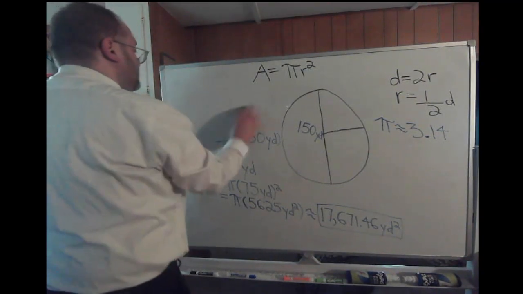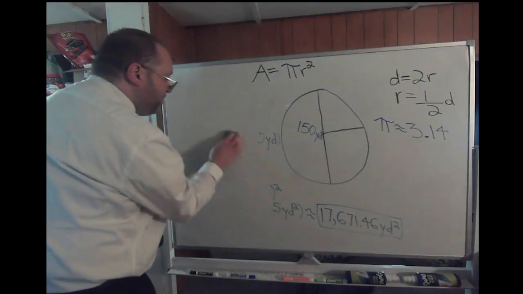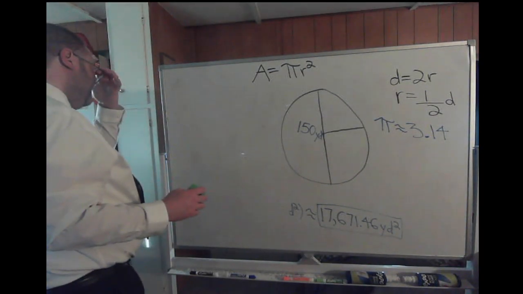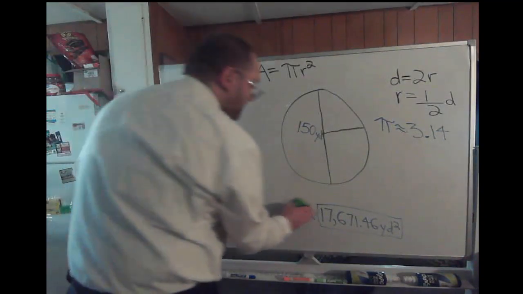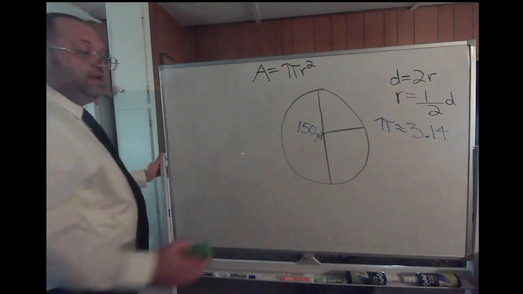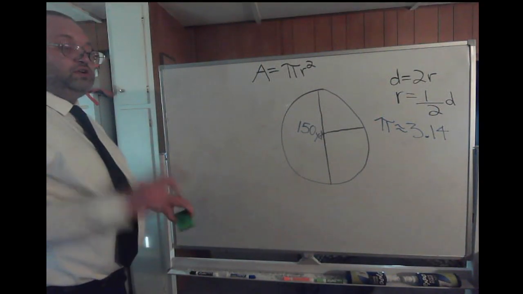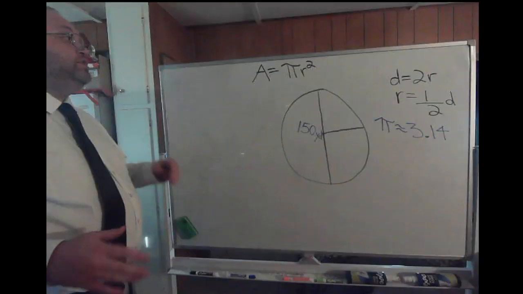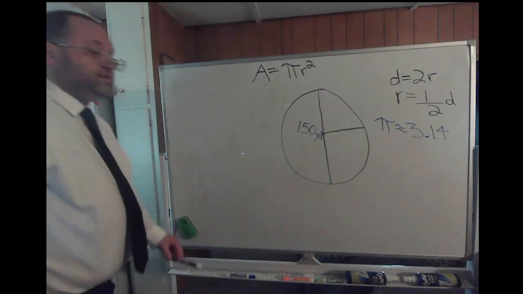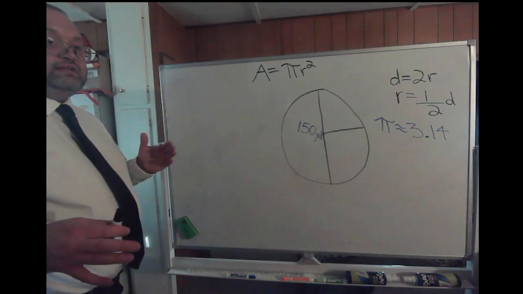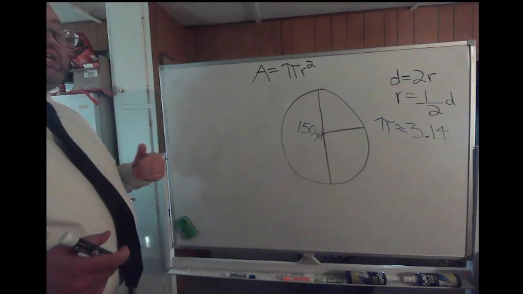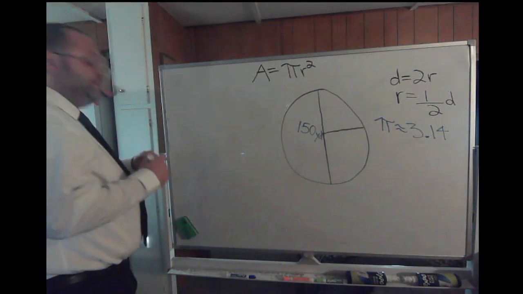Okay, let's do one more with the diameter. It is so critical to know that the radius is half the diameter, and that the diameter is twice the radius. If you learn nothing else about circles, learn that, because that's going to enable you to be able to use the area and circumference formulas. The radius is half the diameter, and the diameter is twice the radius. Okay.